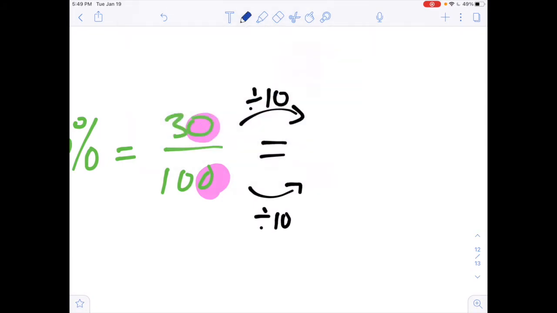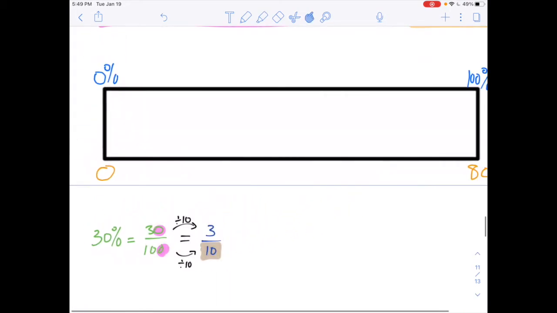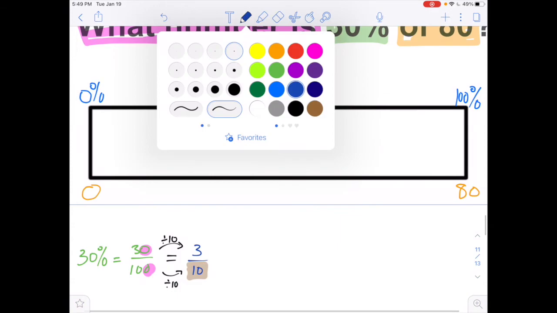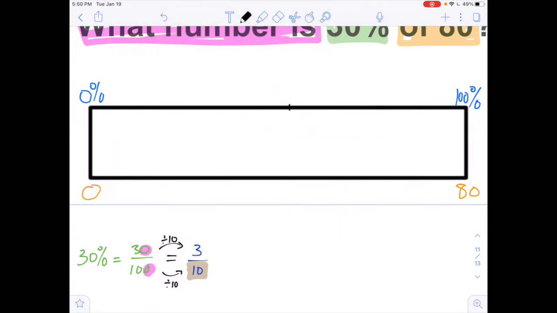All right, there are 3 10s in 30, there are 10 10s in 100. Now the only number I can divide 3 by is itself and 1. And 3 is not a factor of 10. If I count by 3, I'm going to skip over 10, so I'm done. That means that I need to now make 10 parts. That's the denominator. I need to make 10 parts in my bar. So let's give that our best shot.